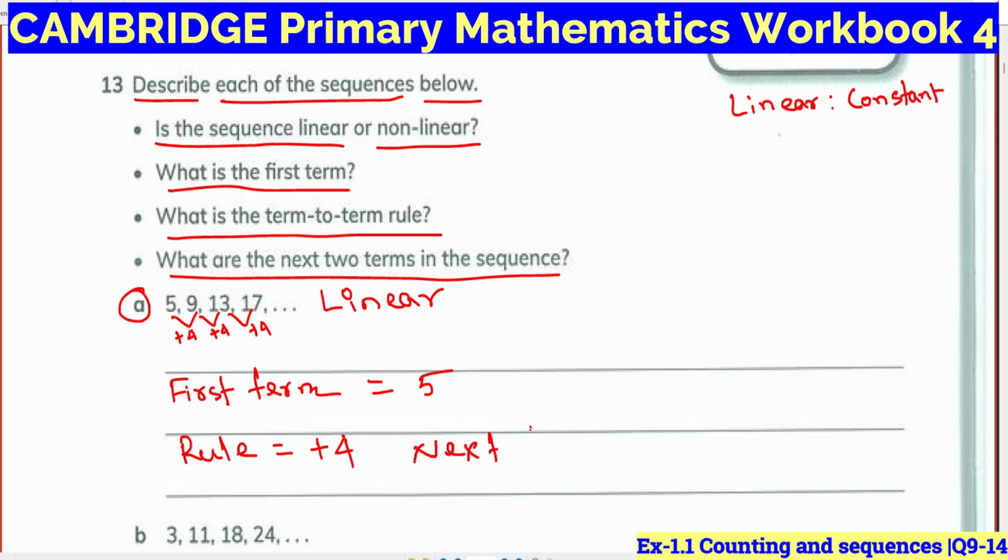And finally, next two terms. So it's adding 4. So 17 plus 4 is 21, and then plus 4, it's 25. Number A of 13 has done.